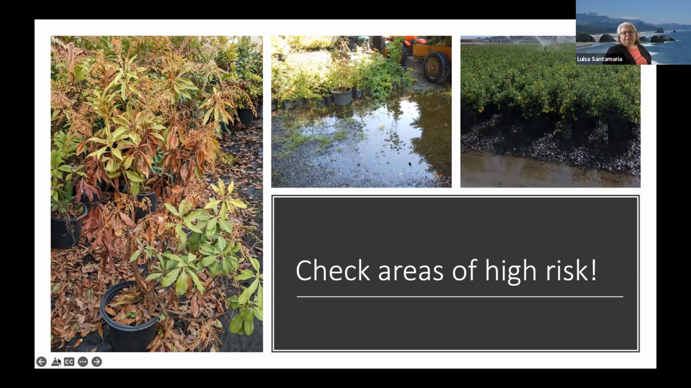Here, even though we don't have plants, we have standing water, and we have equipment that is moving around. That is the other way to move pathogens, especially these ones that we know love the water, like Phytophthora and Pythium.